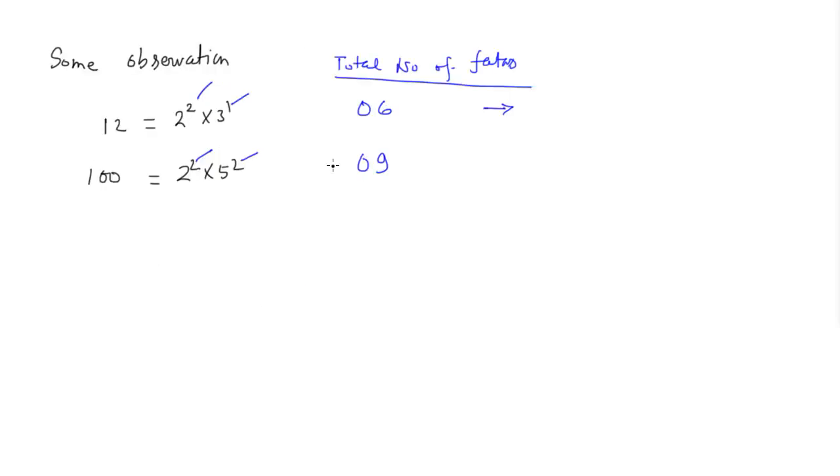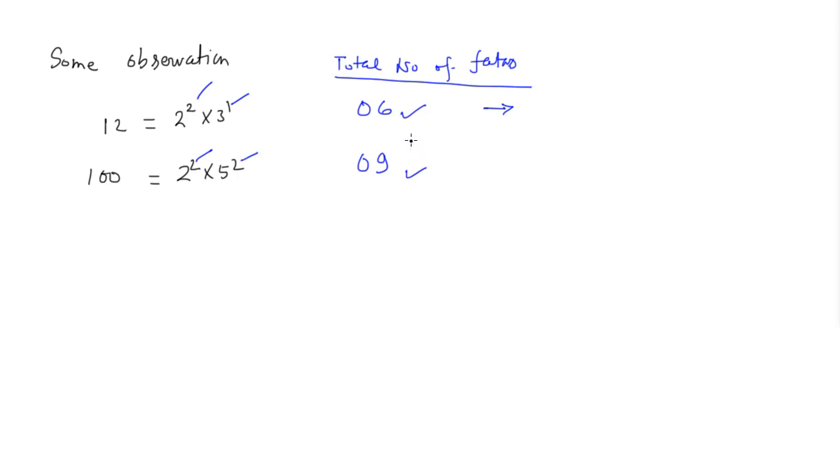Now we will make some observations. 12 can be written, in terms of prime factors, as 2 squared times 3. 100 can be written as 2 squared times 5 squared. And we have already seen that the total number of factors of 12 equals 6, and the total number of factors of 100 equals 9.